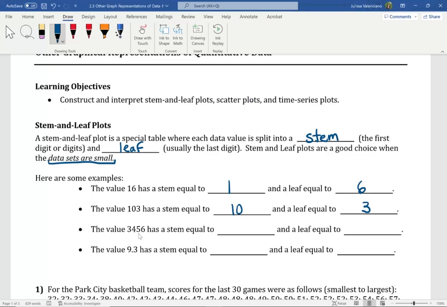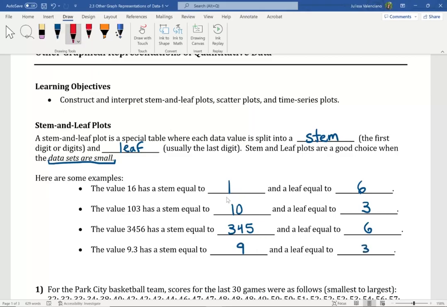The value 3,456 has a stem equal to 345 and a leaf equal to 6. Now, if we're considering a value such as 9.3, where we're working with a decimal, we could have the stem be the value or the values to the left of the decimal point. So in this case, we would have 9. Then the leaf would be 3.